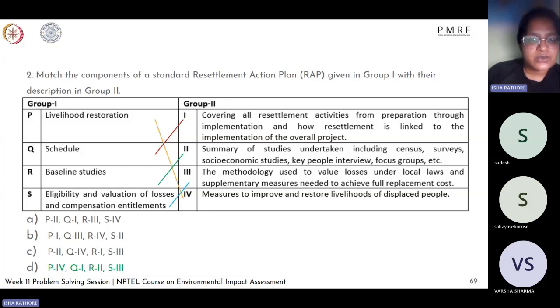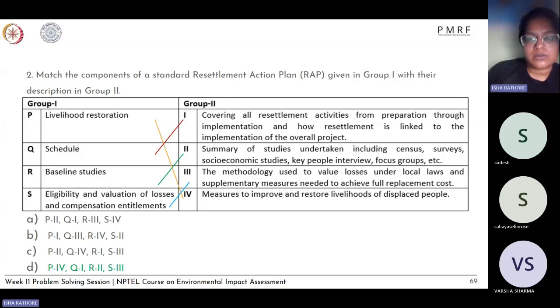And the eligibility and valuation of losses and compensation entitlements. So this is the methodology which is used to value the losses under local laws and supplementary measures needed to achieve full replacement costs. So S matches with 3. So the correct answer is D, that is P matches with 4, Q matches with 1, R matches with 2, and S matches with 3.